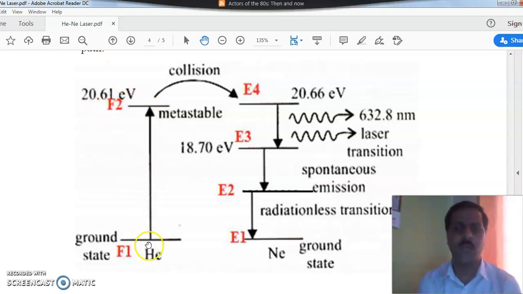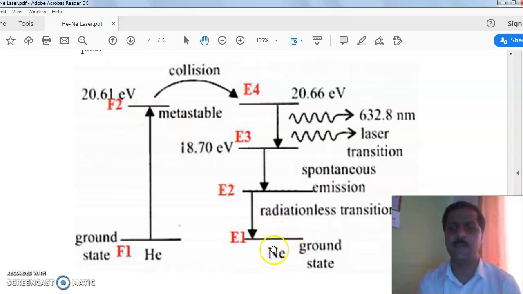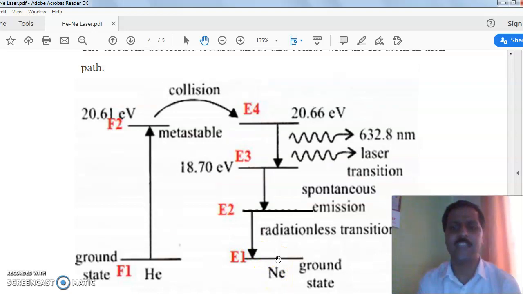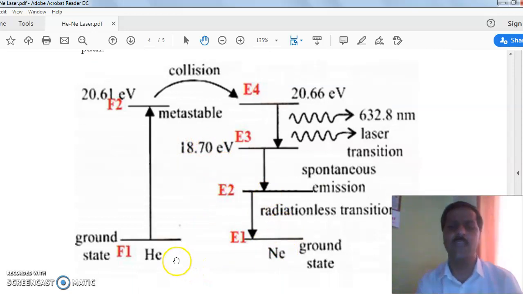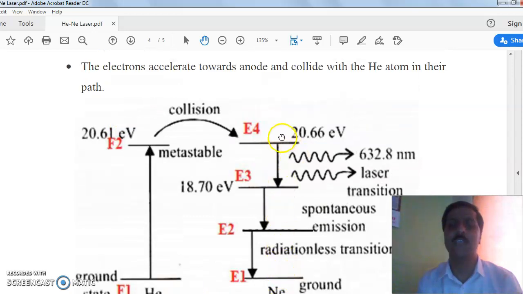When helium atoms are excited to the excited state, at the same time, due to heavier weight, neon remains in the ground state. The helium atoms which are in the excited state, when they collide with the neon atoms inelastically, transfer their energy to the neon, and the neon atoms acquire this energy from helium. They go to the excited state that lies at an energy of 20.66 electron volt.